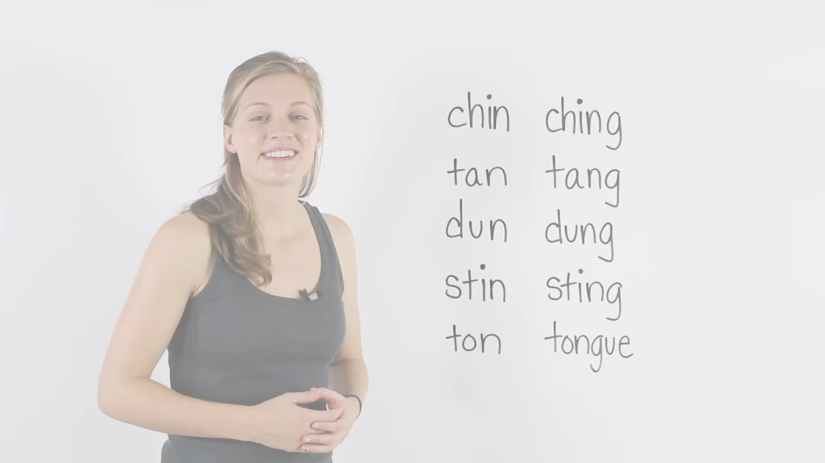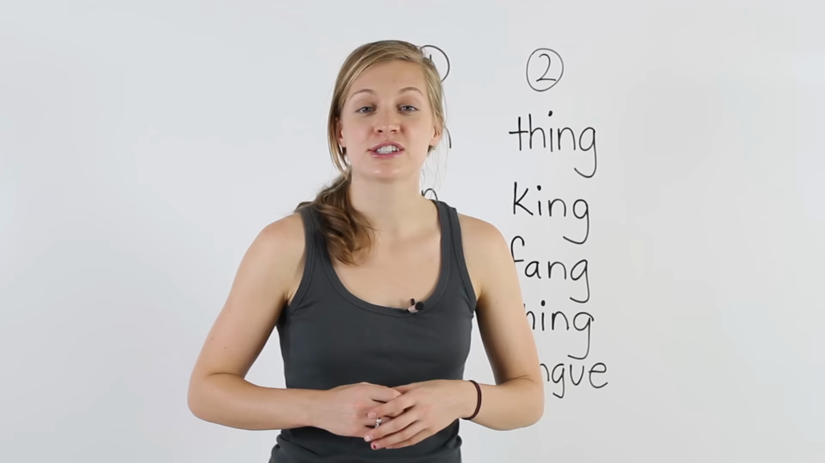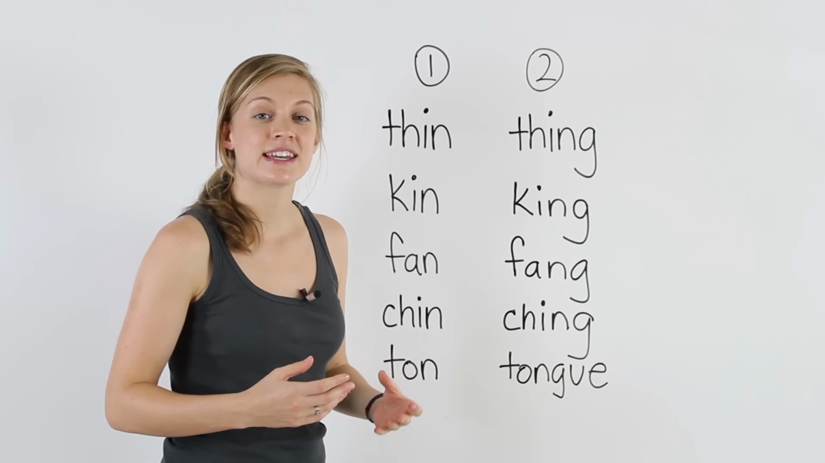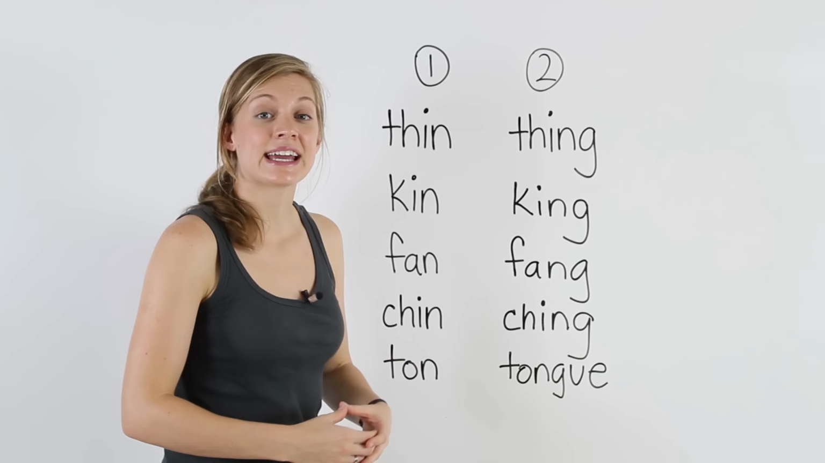Now let's take a test. There will be a choice between two words. You listen carefully. I'll say a word, and then you choose the correct answer. First, let's look at thin, thing. Listen carefully. Thin, thin. I bet you chose thin. Now, kin, king. Listen carefully. King, king. The correct answer was king.